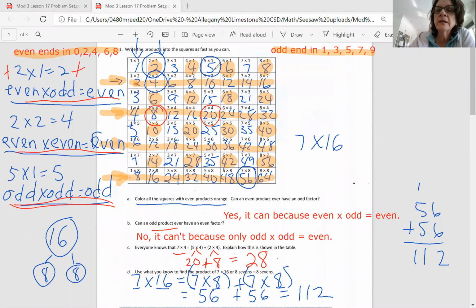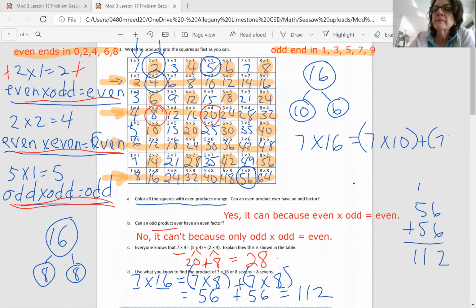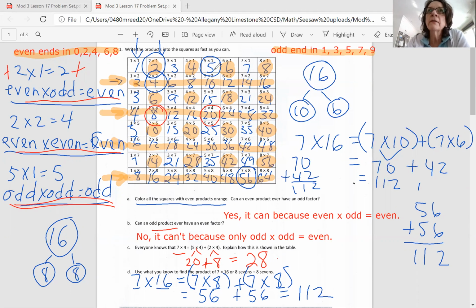So if we had 7 times 16, we could still decompose the 16 and we can decompose it into 10 and 6. Why? Because I like multiplying by 10. So I could do 7 times 10, and then I could add to that 7 times 6, and hopefully we'll get the same answer here. 7 times 10 is 70. 7 times 6 is 42. So now we have to add 70 plus 42. And guess what we get? We get 112 this way too. So a lot of different ways that you can get around, now that you know the distributive property, finding the products for more difficult facts.